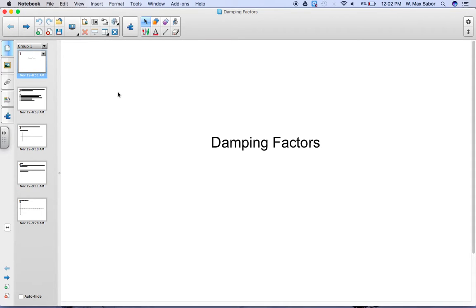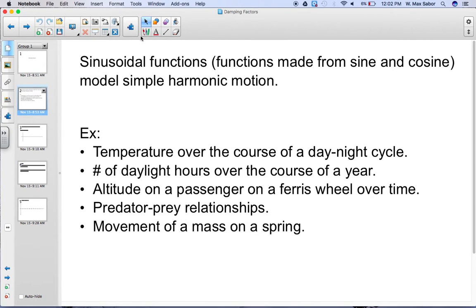What are damping factors and what would we use them for? Well, they don't come up very often in pure math settings, but they have to do with sine and cosine. Remember, sinusoidal functions are the ones that are made from sine and cosine, and they model simple harmonic motion.